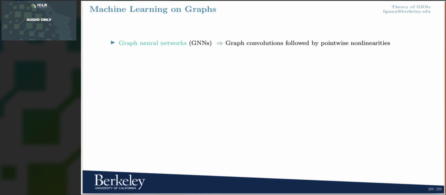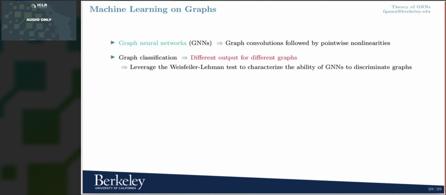So we saw that graph convolutional neural networks are built from graph convolutional filters followed by pointwise nonlinearities. To better understand their theoretical properties, we discussed two different approaches. First, from the perspective of graph classification, we want the GNNs to have different outputs if the graphs are different. The work by Xu, Hu, Leskovec, and Jegelka tackles this problem by leveraging the Weisfeiler-Lehman test to characterize the ability of GNNs to discriminate graphs.